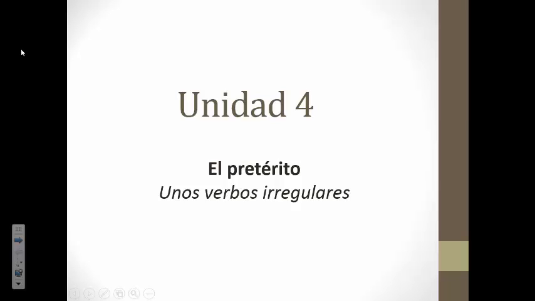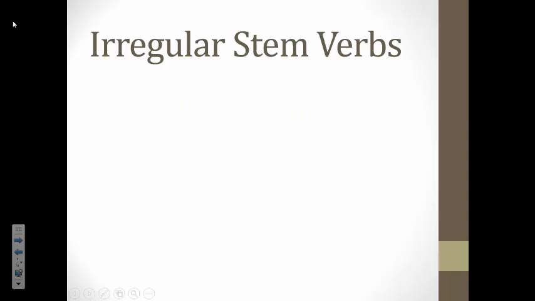Okay, so the topic for today is irregular verbs in the preterite tense. And in fact, we're going to talk about verbs that are called irregular stem verbs. Okay, so I've had a lot of people ask me, well, Ms. Thompson, what is a stem? Okay, the stem of a verb is the part of the verb that's left once you drop the AR, ER, or IR. So the stem of poder is pod.